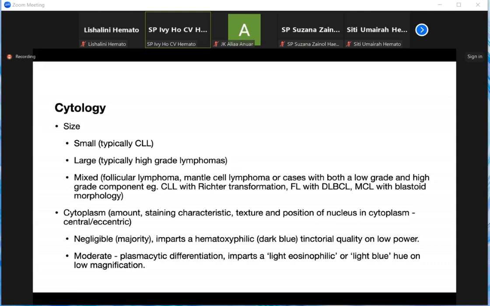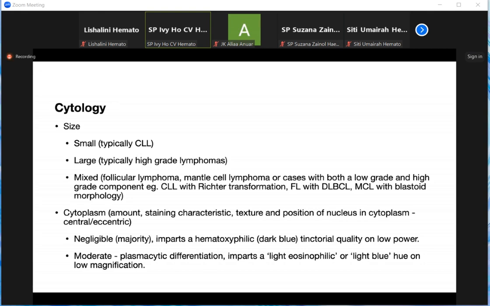And then mantle cell lymphoma, or cases with a mixture of low-grade and high-grade components. For example, CLL with Richter transformation, so you can get a combination of small and large cells together. Or follicular lymphoma with diffuse large B-cell lymphoma, or even a mantle cell lymphoma with a blastoid morphology. So they will give you a mixture of small and large cells in this type of lymphoma.